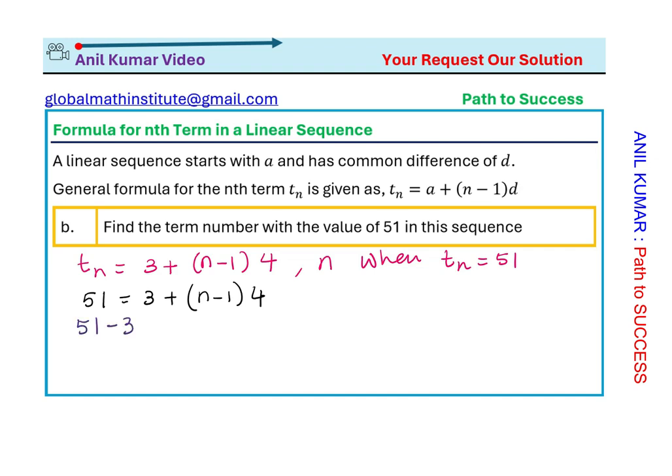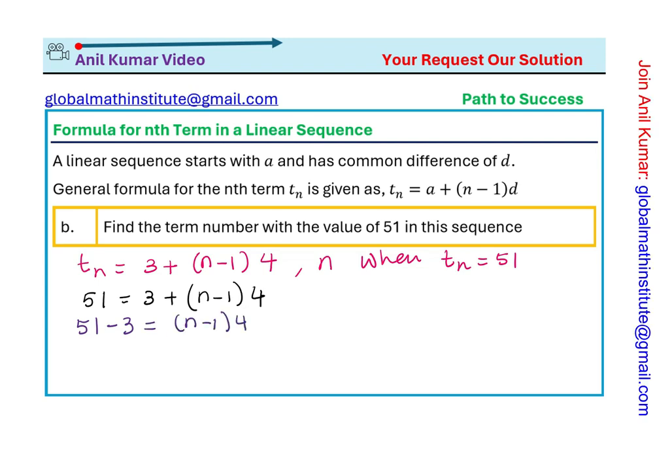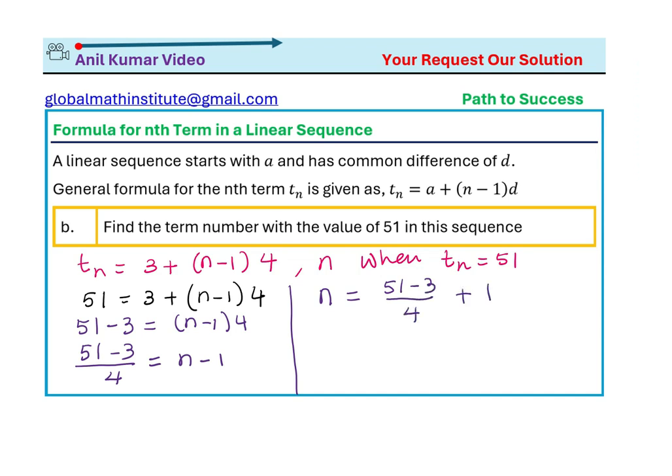51 minus 3 equals n minus 1 times 4, right? Then you divide by 4. So 51 minus 3 divided by 4 equals n minus 1. From here, you get the value of n. So n is equal to, add 1 to it, 51 minus 3 divided by 4 plus 1. You get the whole idea.